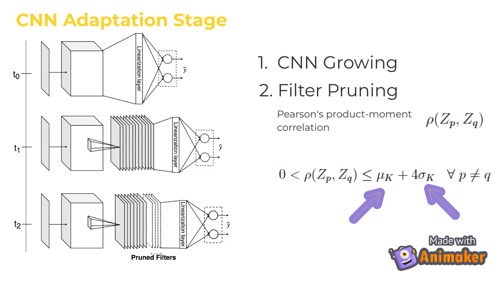Mu k and sigma k denote the mean and standard deviation of all positively correlated filters of a given convolutional layer. The value 4 in the formula is motivated by the k-sigma rule, where k equals 4 indicates a 99% confidence level. If there is a pair of filters that satisfy the criteria, the filter in the pair that has lower L1 norm will be pruned.